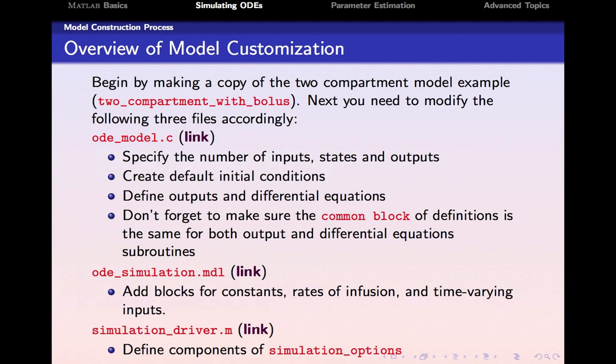So if you're going to create a model by yourself, what I would do is begin by making a copy of the two compartment with bolus directory. Then I would go through and modify the C file, the Simulink model, and the driver accordingly. And I have links and pointers to the different slides where we discuss these things.